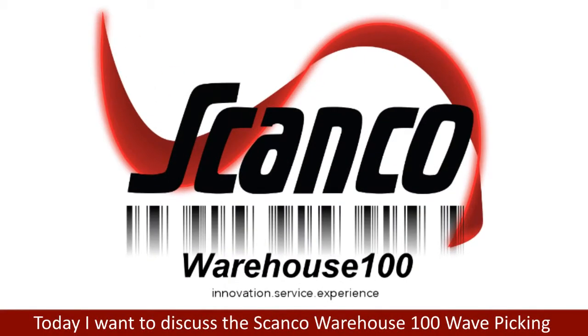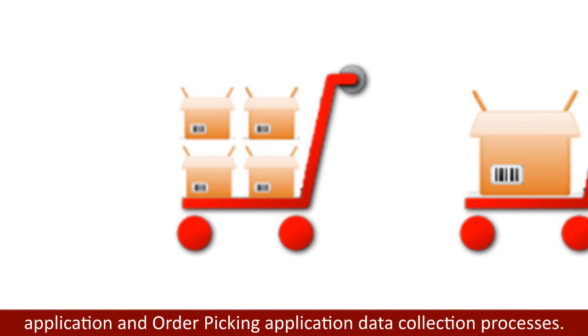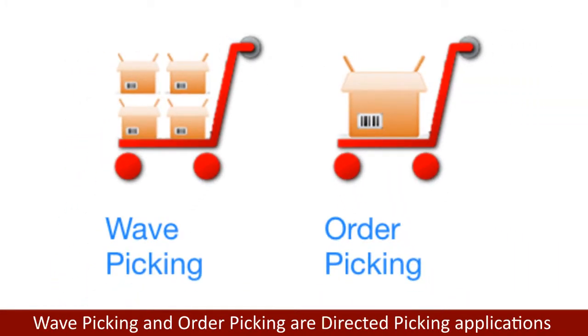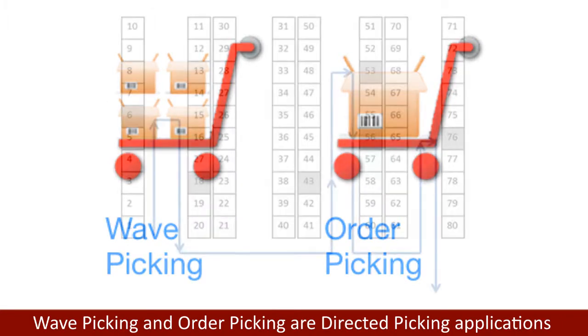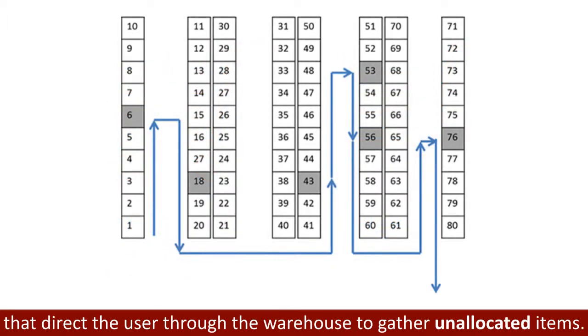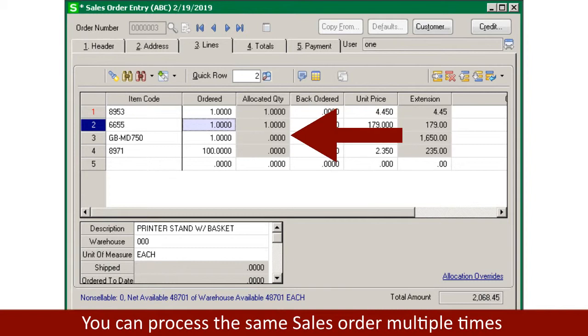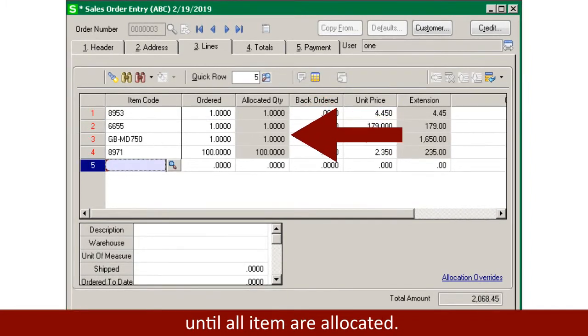Today I want to discuss the Scanco Warehouse 100 wave picking application and order picking application data collection processes. Wave picking and order picking are directed picking applications that direct the user through the warehouse to gather unallocated items. You can process the same sales order multiple times until all items are allocated.